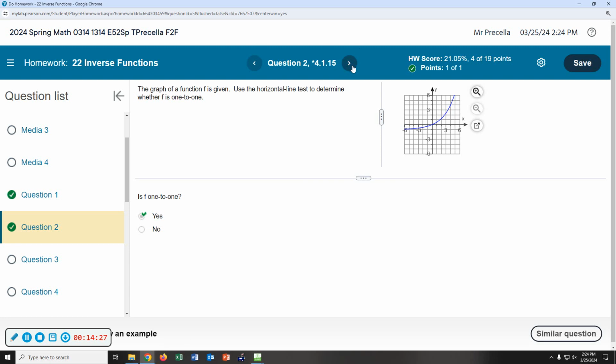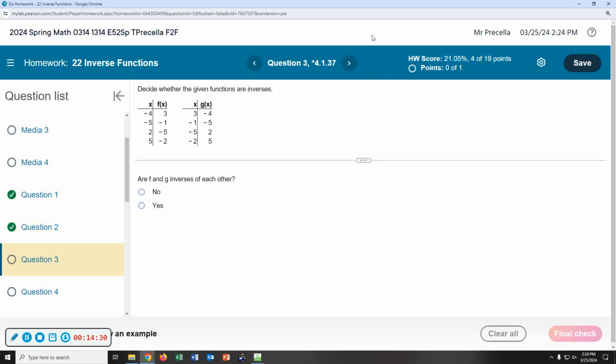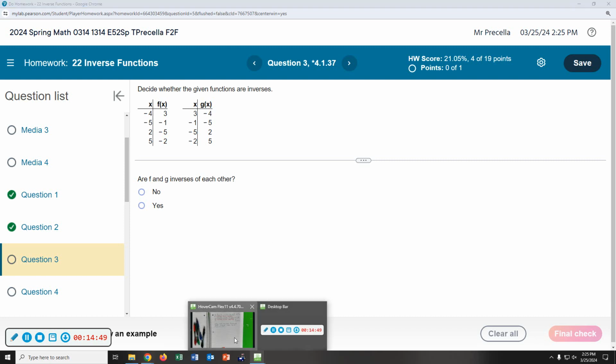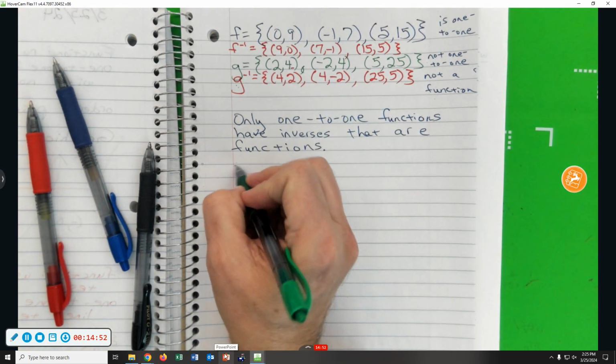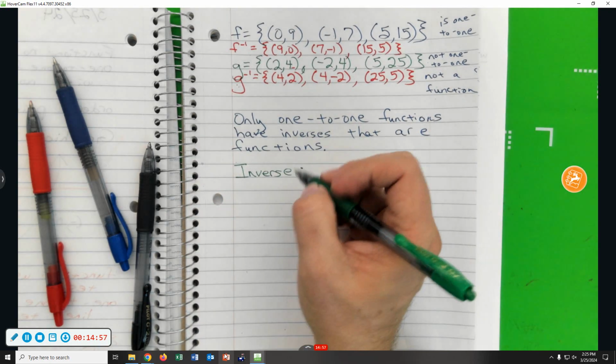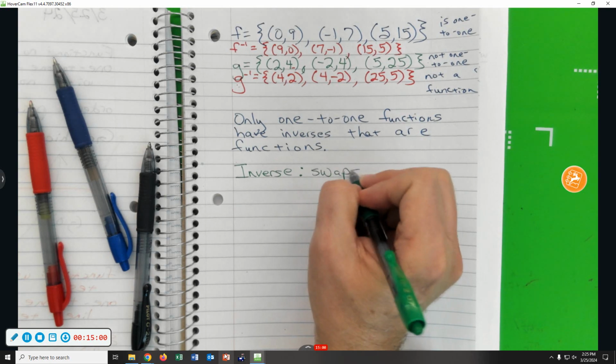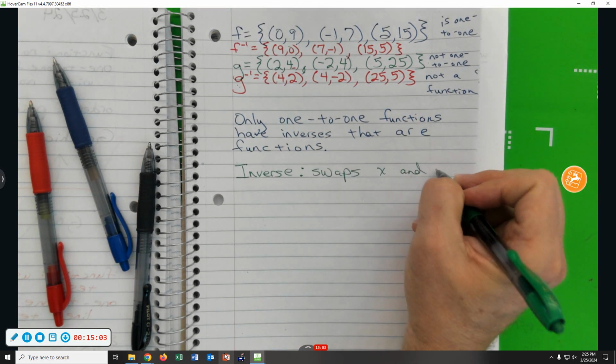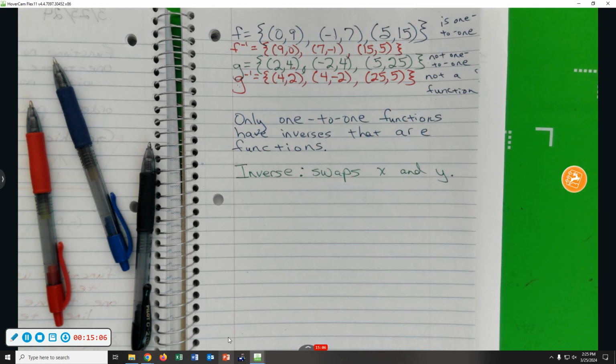Okay. We're looking at number 3. This should get us through number 7, I think. Decide whether the given functions are inverses. I'm not sure this is something y'all need to write down. It takes longer to write it down than it does to answer the question. Inverses, it's just swapping x and y. The ordered pairs are reversed.